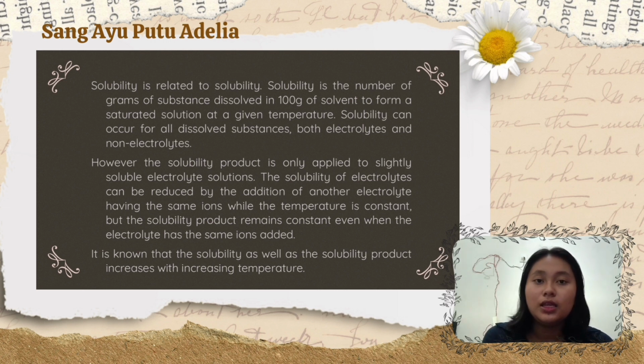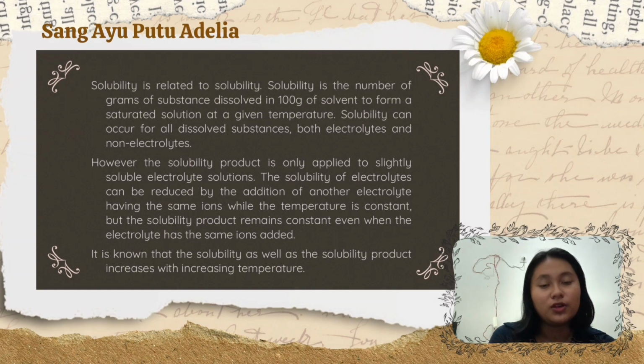The solubility of electrolytes can be reduced by the addition of another electrolyte having the same ion, while the temperature is constant, but the solubility product remains constant even when an electrolyte with the same ion is added. It is known that solubility, as well as the solubility product, increases with increasing temperature.